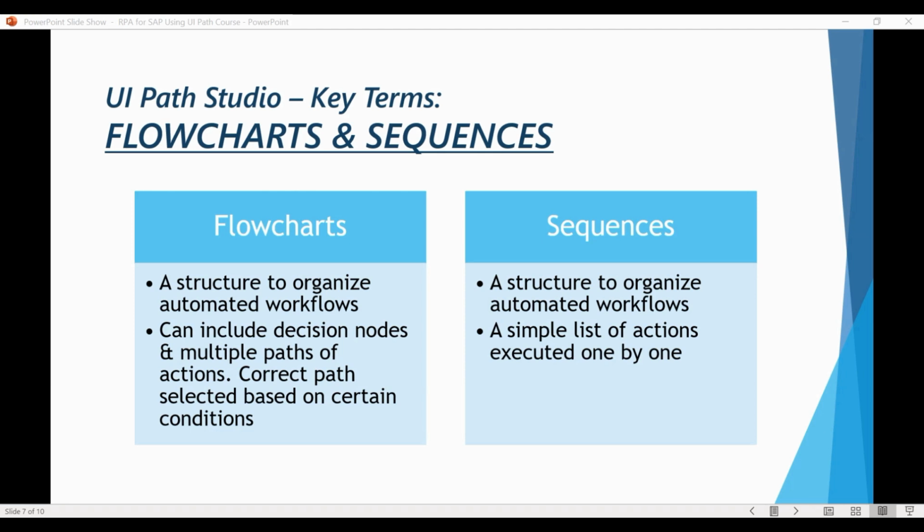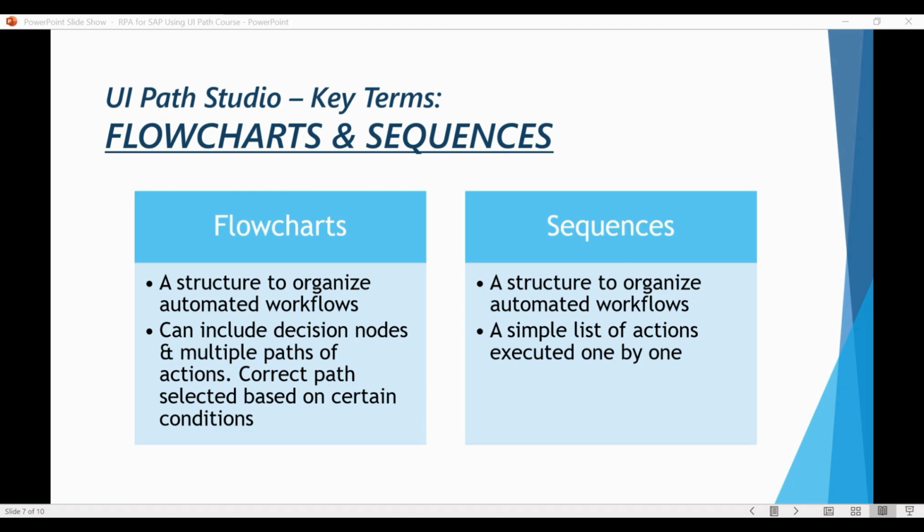Flowcharts are used for more complex workflows and can include, for example, decision nodes, which mean that there can be multiple paths of actions and your robot will select the correct path based on certain conditions. Sequences are simple lists of actions that are executed one after another. Sequences are used with shorter and simple workflows that usually form a small part of a larger project.